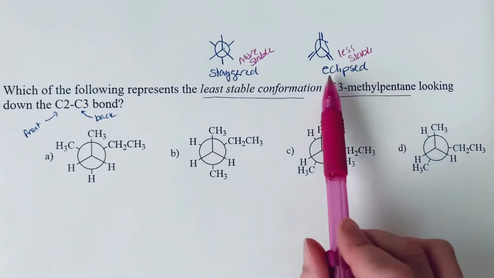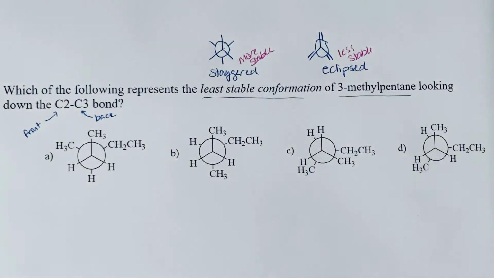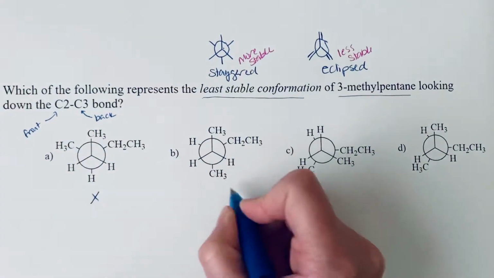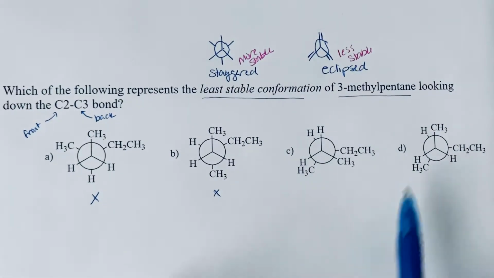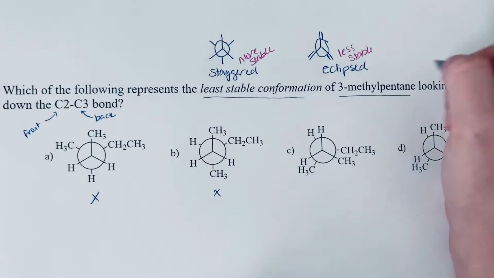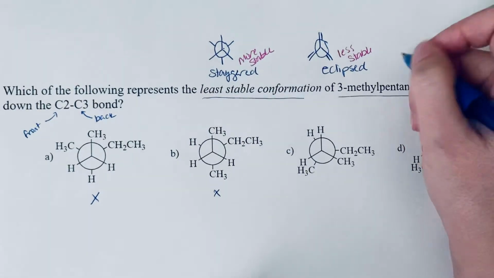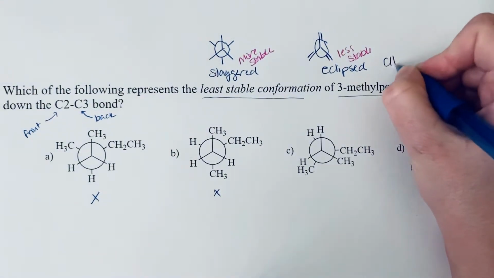Okay, so we're definitely looking at an eclipsed conformation. So I would say definitely not A or B, because those are your more stable staggered conformations. And so we want to look at C and D. And so let's look at 3-methylpentane. So this is a 5-carbon atom chain.